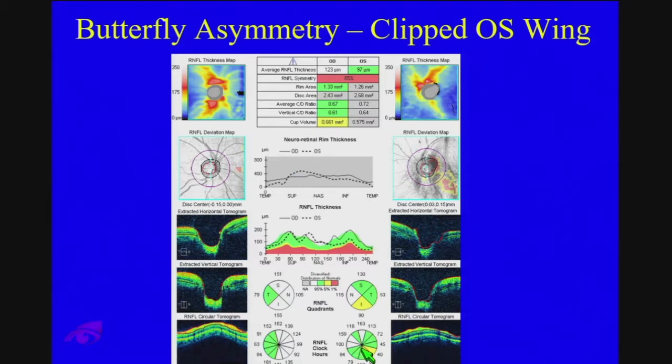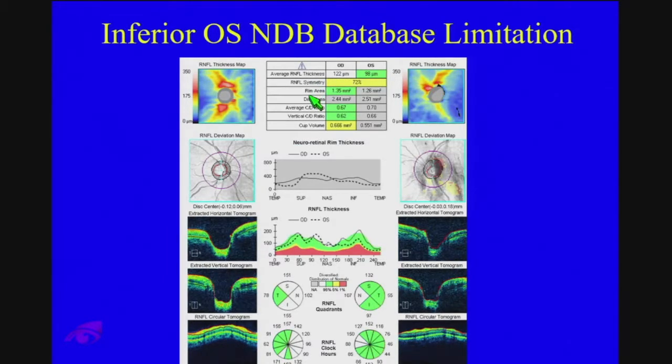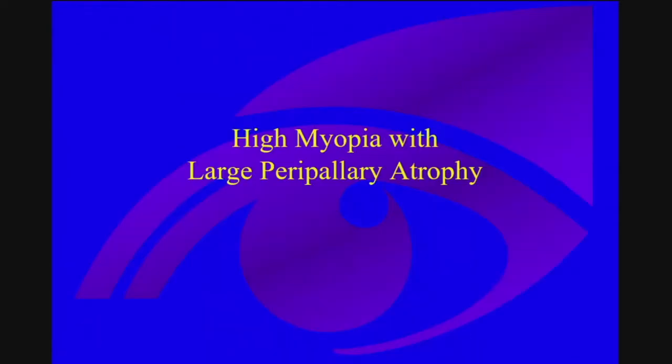1 micron difference, because that 1 micron determined in the normative database whether you were green or whether you were yellow. So you really have to pay attention to these values relative to the normative database, because this patient was actually above normal and getting worse. So the normative database is important to understand. It's very different for each of the different platforms.